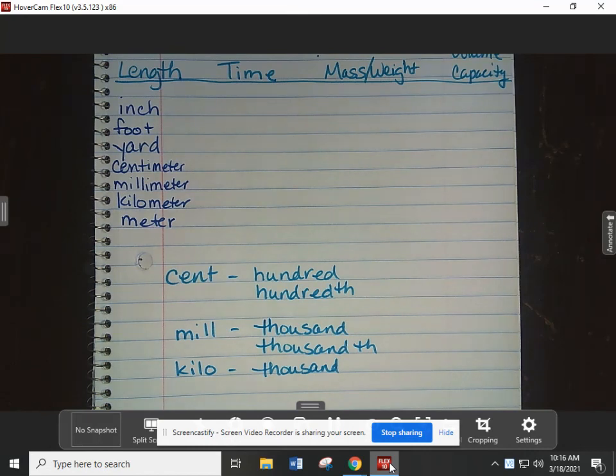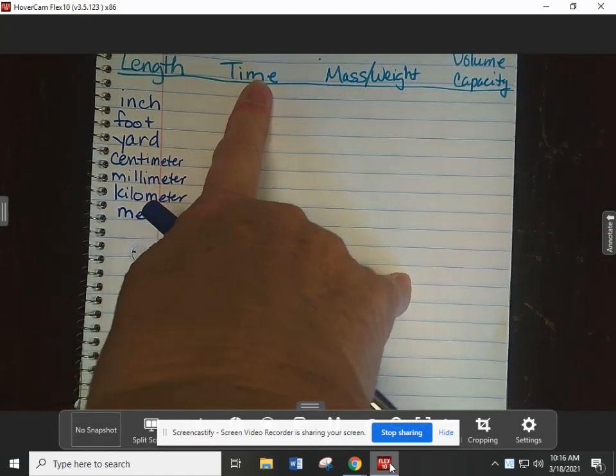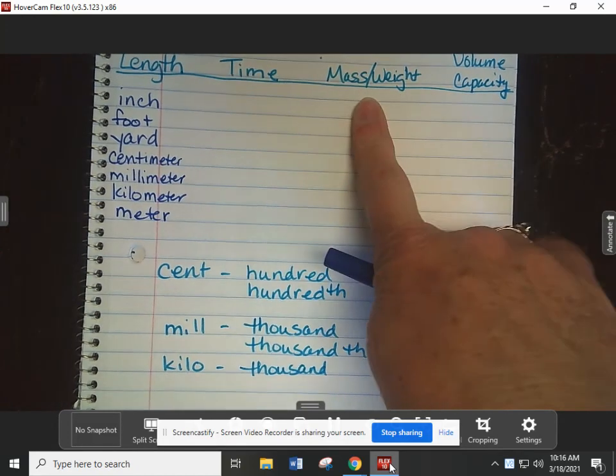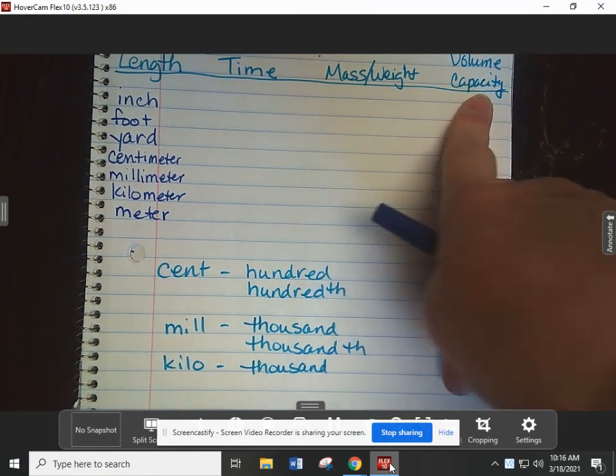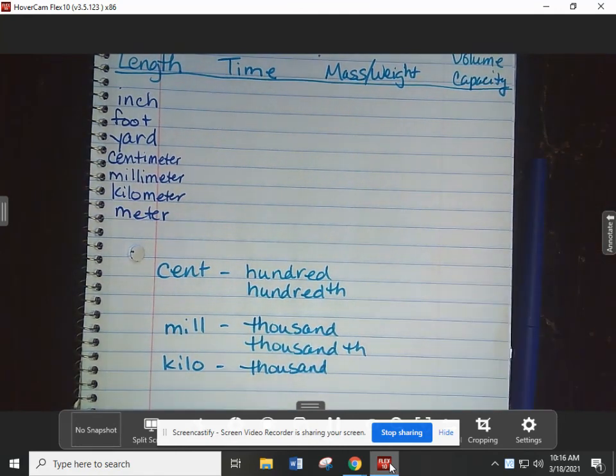Okay, we're out of time right now. We will be doing some going back and forth between these sort of things. We have time to talk about mass and weight, volume and capacity. Okay, so you guys leave your things out. We're going to pause. We're going to come back and talk about this just a little bit more, but not a lot more today.